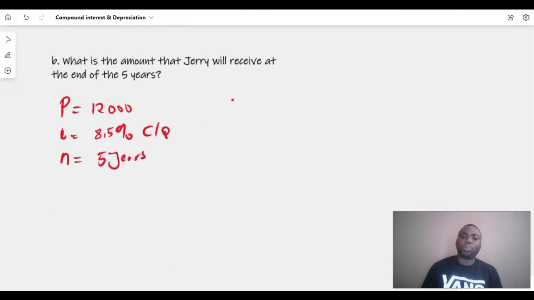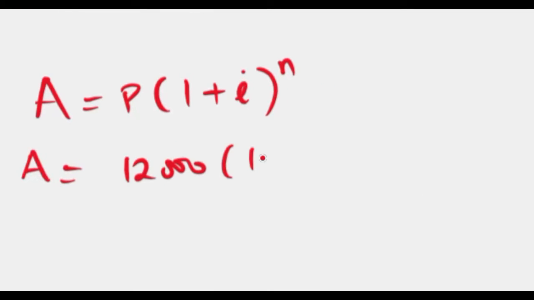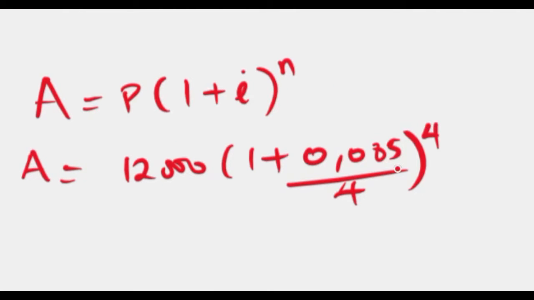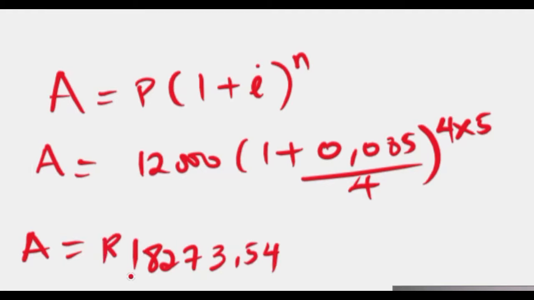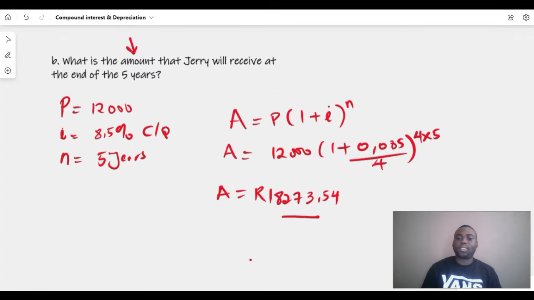Now, you will put all this into your compound interest calculation. We know that because they're telling us to calculate the amount he will receive at the end of 5 years. So substituting everything in, you will get this here, and this will be your final answer.